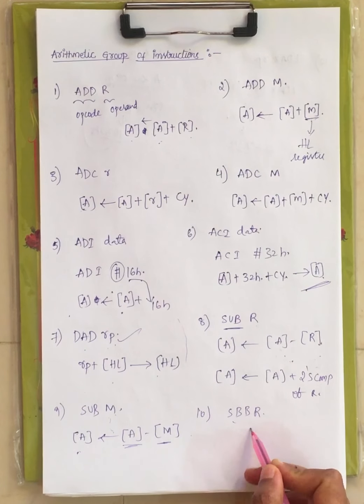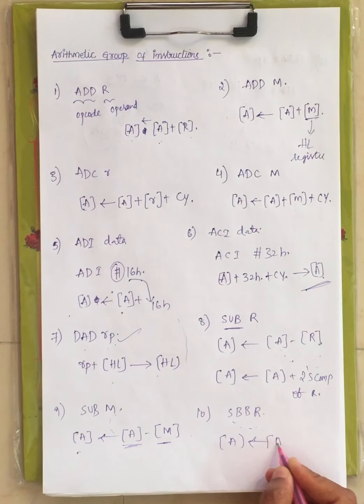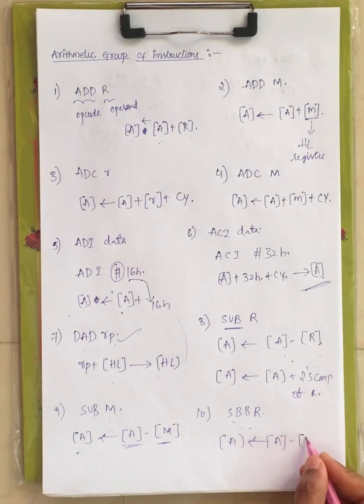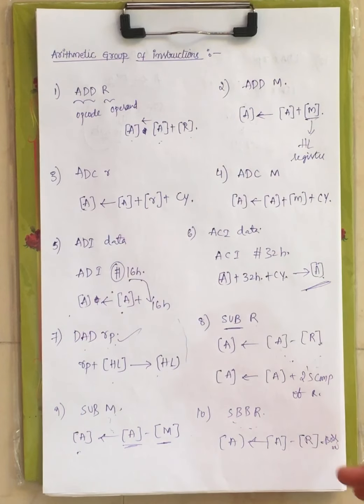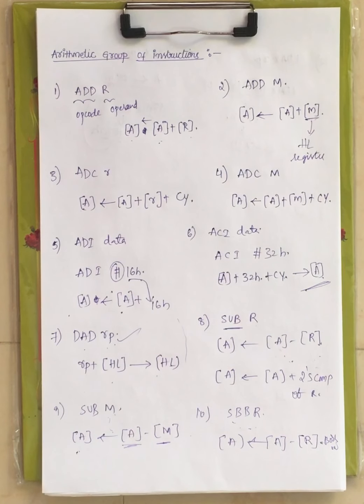Subtract with borrow, right? SBB R indicates subtract with borrow. Now the contents of the A register and the contents of the R register are subtracted along with borrow. For addition you have carry, for subtraction you have borrow, right? You are subtracting the contents of the A register and the R register along with borrow. Now this is SBB R. These are the first set of 10 instructions.